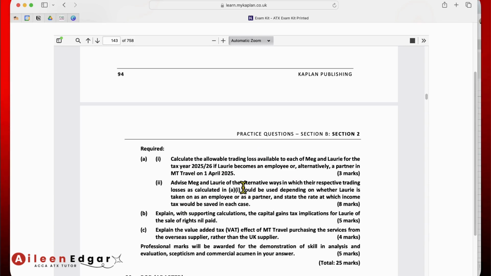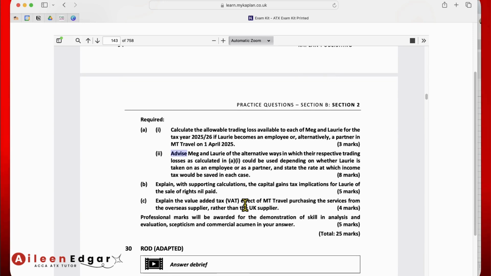We've got requirement A, which is split into 2 parts, a 3 marker and an 8 marker. The 3 marker is just asking us to calculate the trading loss to Meg and Laurie if Laurie is an employee or indeed a partner. And then the second requirement is giving advice on alternative ways of using the loss depending on what Laurie's status is, and we've got to state the rate of income tax that would be saved in each case.